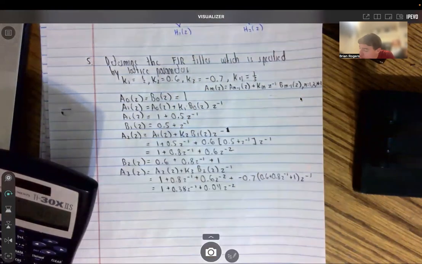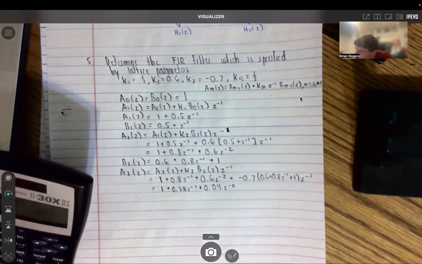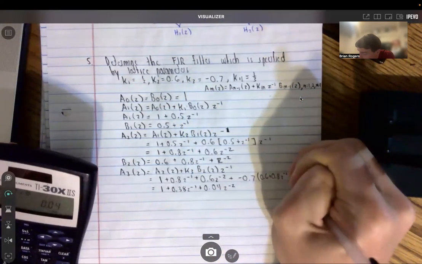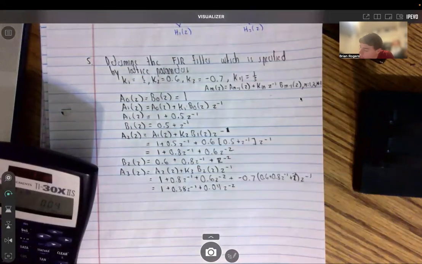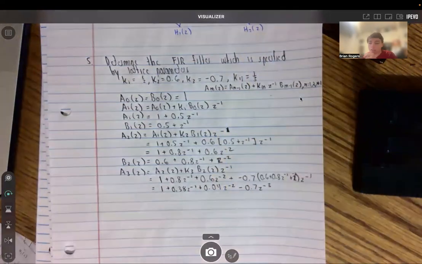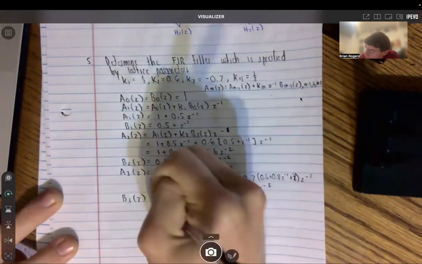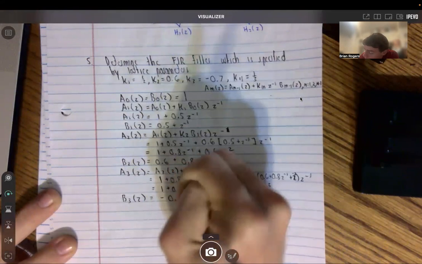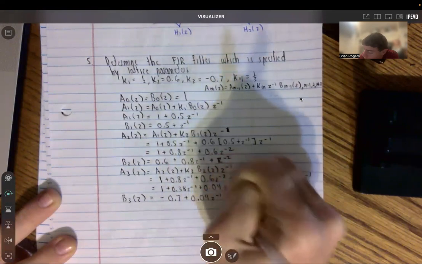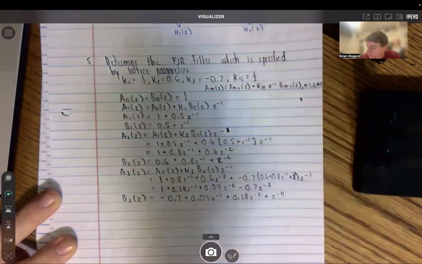And then this last term here, which we have 0.8, oh, I forgot here, this is z to negative 2, of course. So this would be a z to -2 times z to -1, z to -3. So minus 0.7 z to -3. Okay, so now we have that. Our B3 of z would just be the coefficients, but in opposite order. So it would be negative 0.7 and then plus 0.04 z to -1 plus 0.38 z to -2 and then plus z to -4.